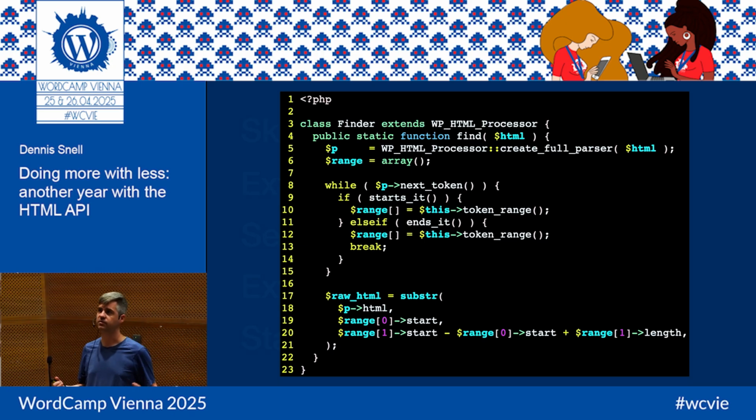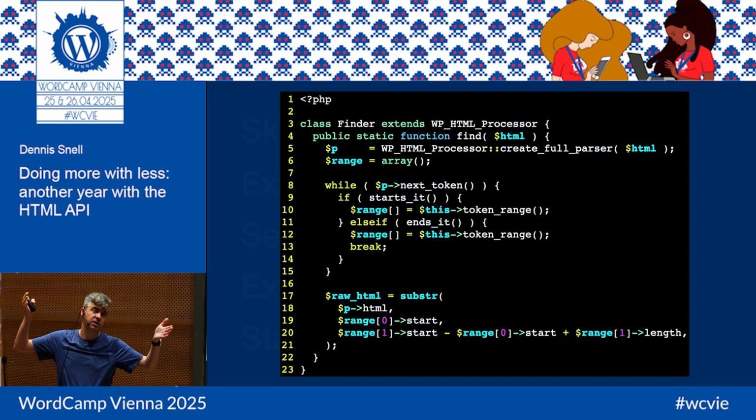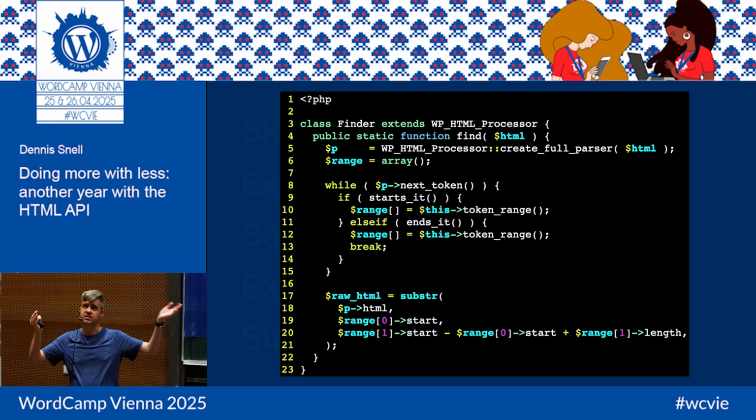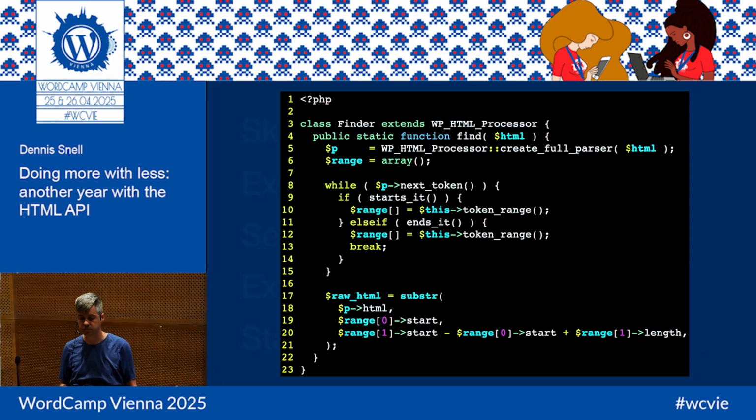So maybe you want to find the full span of a div, which may not even include a div closing tag, right? If we go back to the example with the P's, we want to get that full span. We can do it this way, just by accessing the bookmarks.